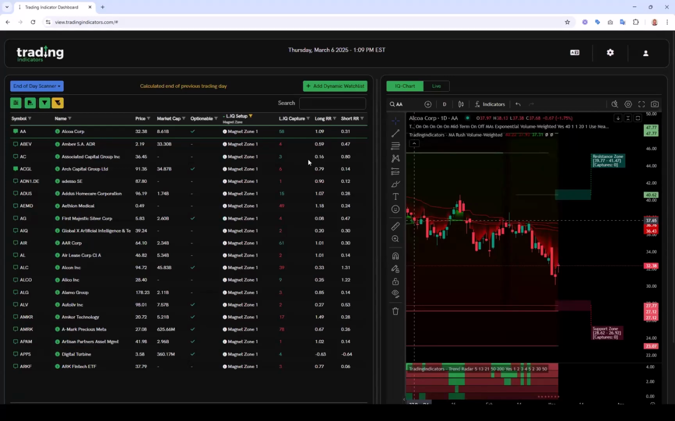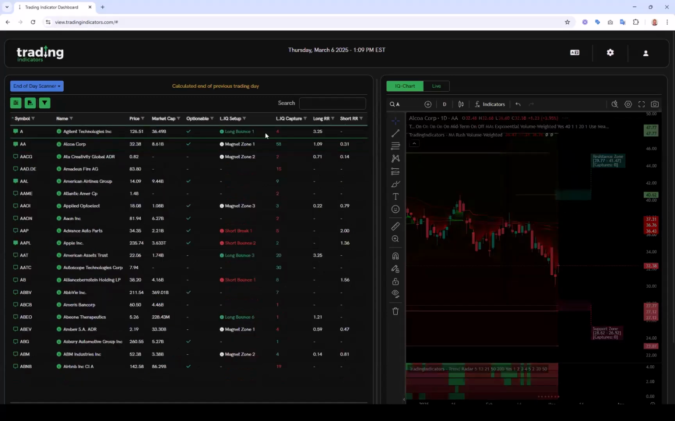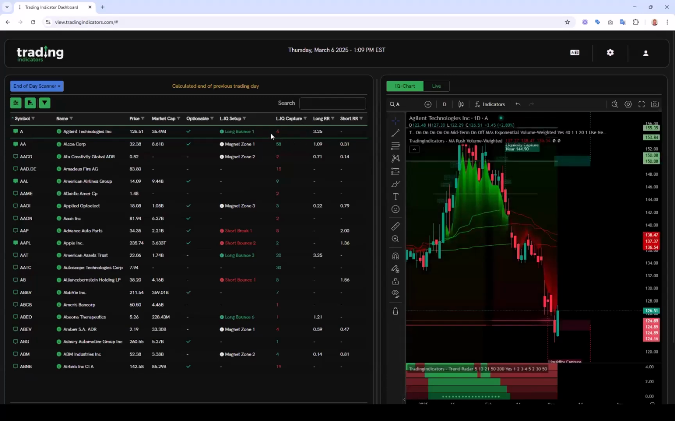Okay. Now, next, moving on, liquidity capture. What is this column? Do you remember when I mentioned liquidity capture about an hour ago? We discussed Liquidity IQ's indicator readings. What does this mean? Well, let me go to this one here, Agilent. Here you can see it has a capture count of 4. Okay, what does this mean?